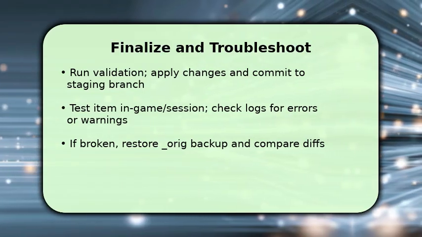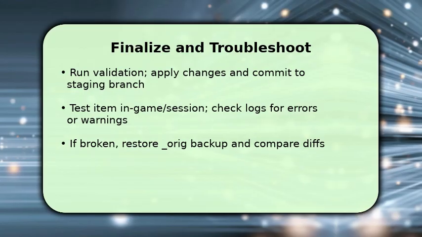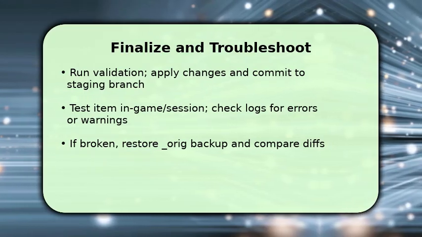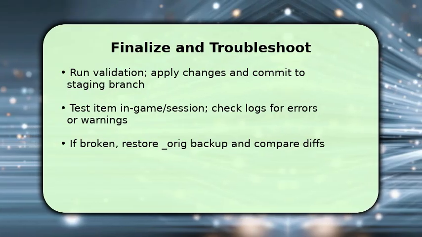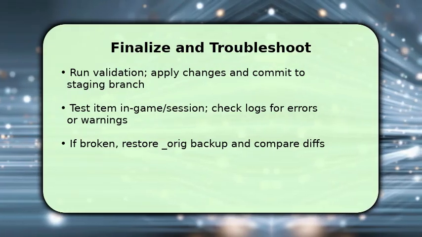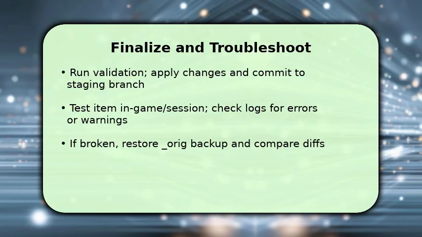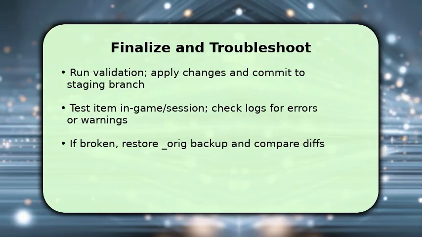If something fails, immediately restore the original backup and use a diff tool to find the discrepancy. Often a single mismatched ID or missing asset causes the problem. Once fixed, revalidate and reapply the change. Then promote to production when stable.